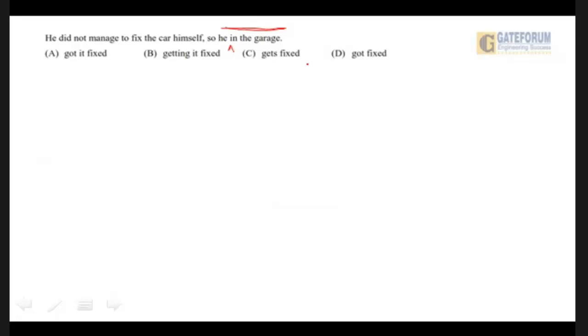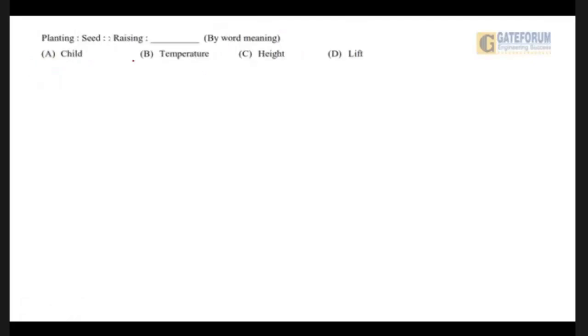It's very easy. I'm sure all of you, I hope you all are responding. They got it fixed in the garage. It's English of the very basic level. He did not manage to fix the car himself, so he got it fixed, not getting it fixed. Got fixed means the person who owns the car got a fix. If it's "got fixed," like his screws got a bit tightened, that's a different meaning altogether. So, got it fixed. Let's go to the next one.